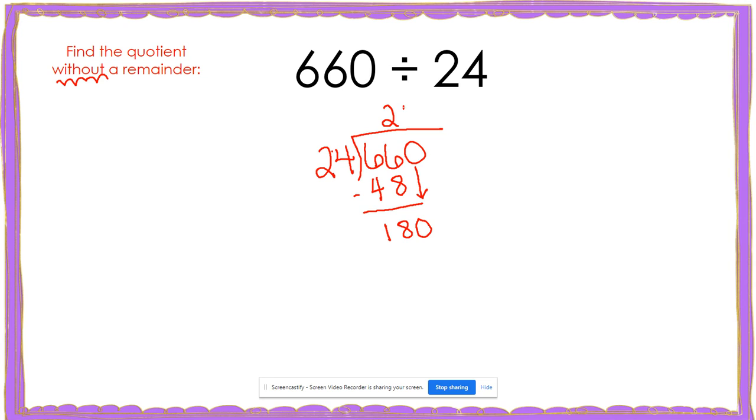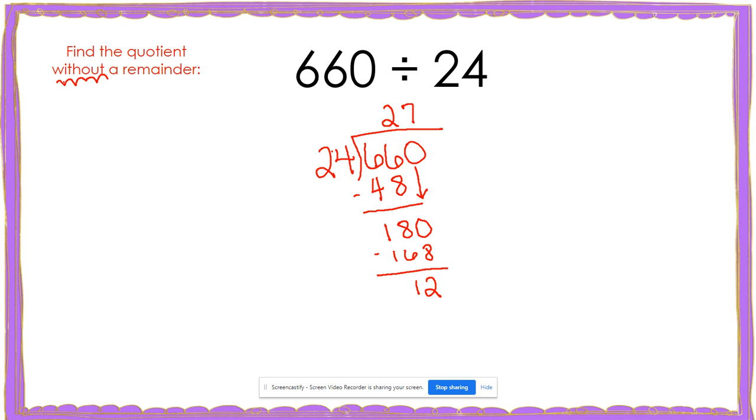Well, I know that that will go in 7 times, and if I do 7 times 24, I get 168. Now I need to subtract to see what I'm left with. When I do 180 minus 168, I get a remainder of 12. There is nothing left for me to bring down, so that means there would be a remainder of 12.